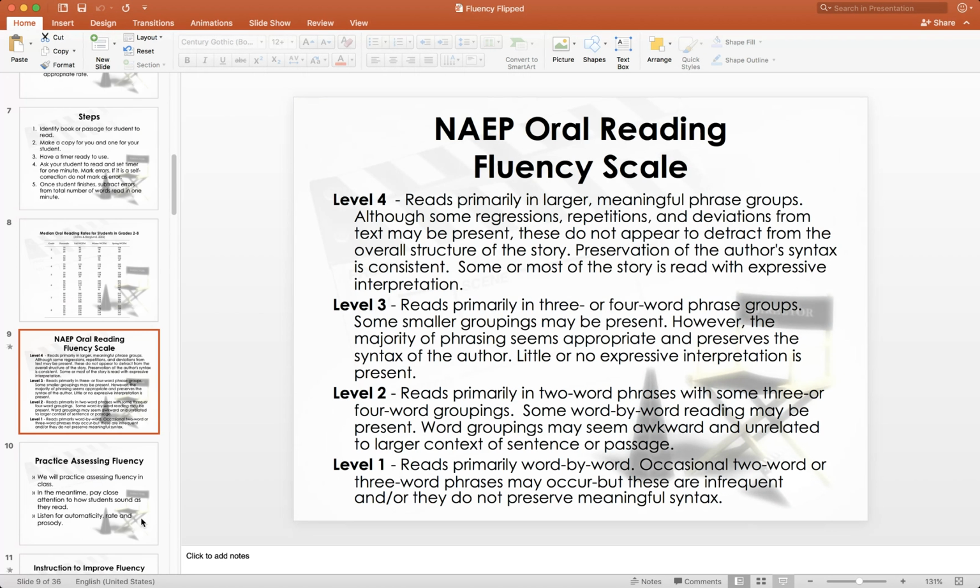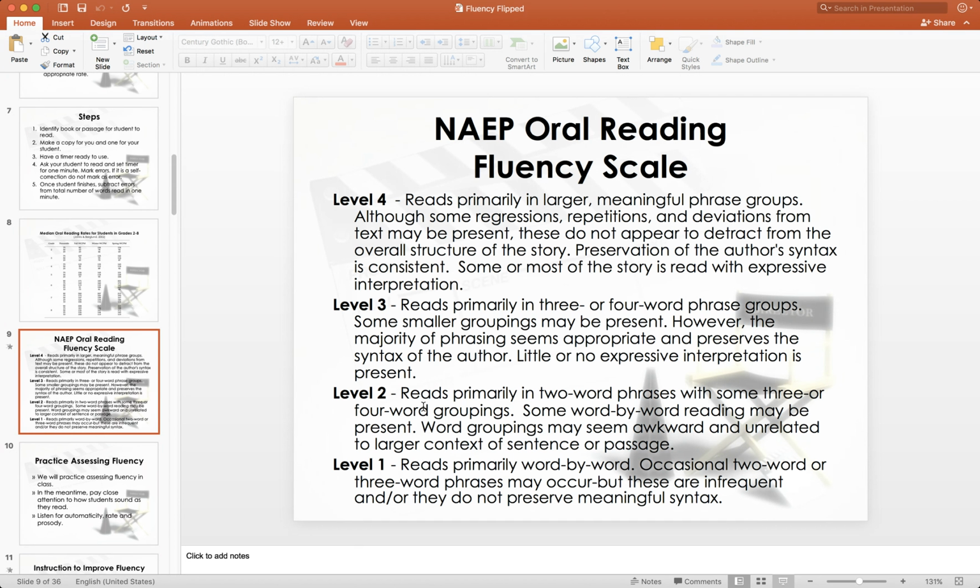Okay. Another way of assessing fluency is to look at it kind of holistically. So this comes from the National Assessment of Educational Progress, NAEP, and they assess oral reading fluency nationally. And so this scale has been tested and piloted and used for 35 years. And basically what it shows here is that level 1 would be your lowest level, where the student reads primarily word for word. Occasionally, 2-word or 3-word phrases may occur, but these are infrequent. So level 1 would be the lowest level.